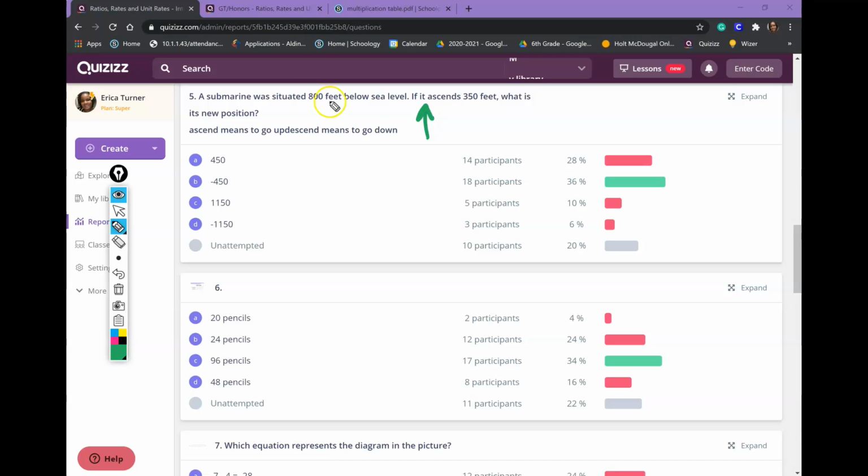Okay, but I need to know my submarine was situated at 800 feet below sea level. So below means down, so it's going to be a negative 800. And I'm adding a positive 350. Remember, when we're adding integers with different signs, we have to subtract. So I'm going to do 800 minus 350.